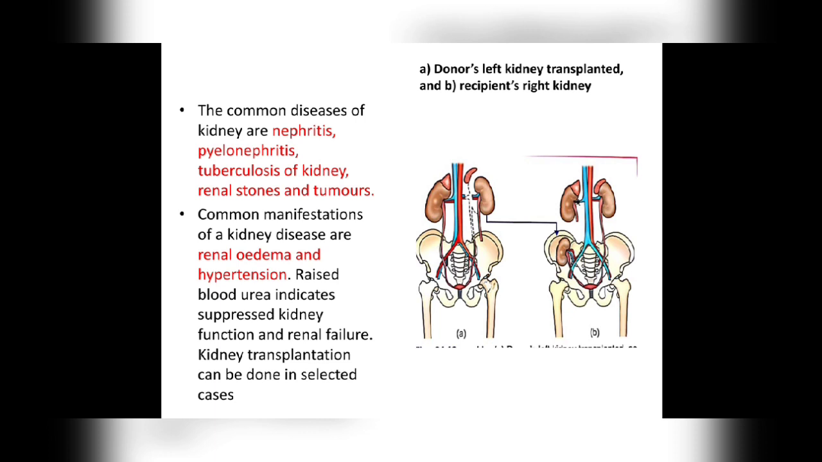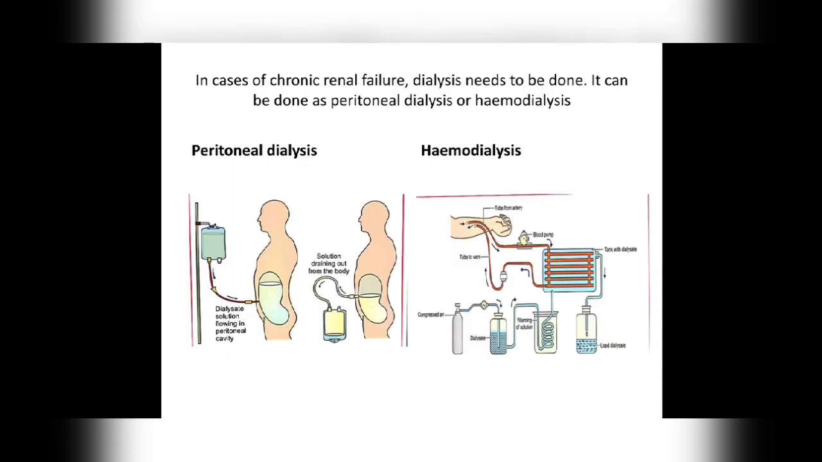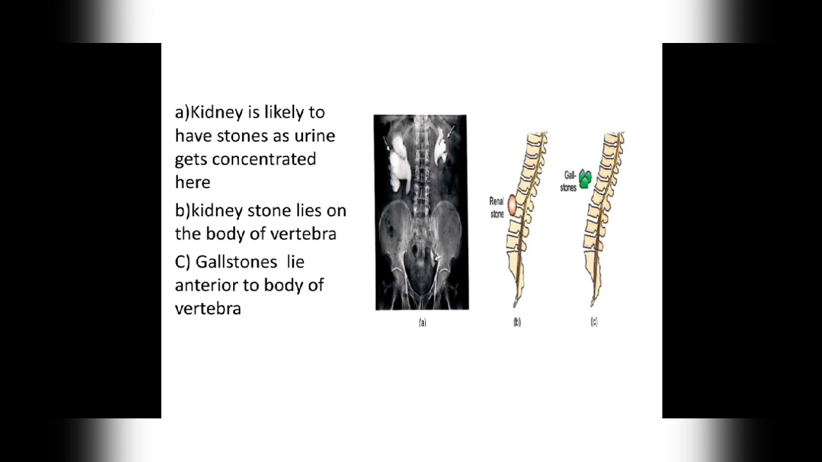Kidney transplantation can be done in selected cases. In cases of chronic renal failure, dialysis needs to be done. It can be done as peritoneal dialysis or hemodialysis. The kidney is likely to have stones as urine gets concentrated here.